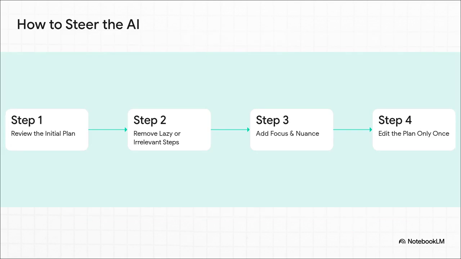So how do you actually do it? It's pretty simple. First, just review the plan it gives you. Look for any lazy steps, like really broad topics, and just get rid of them. Then add focus. Tell it exactly what you want it to zero in on. Maybe you want it to ignore everything else and just focus on step 2, or add more detail to step 3. But here's the pro tip. Only edit the plan once. If you keep going back and tweaking it over and over, the quality actually starts to go downhill fast.